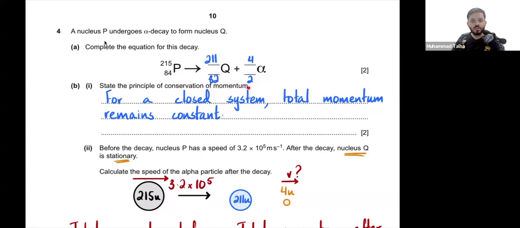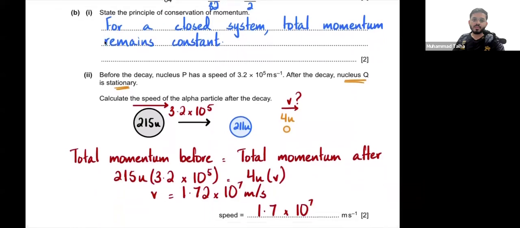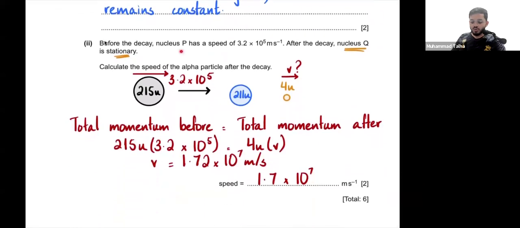Principle of conservation of momentum, the simplest statement for a closed system, or instead of this, you can say, if no external forces act, then you can write the total momentum remains constant. Or if you don't like this, you can also say the sum of the clockwise moments equals sum of anti-clockwise moments. Both are acceptable.